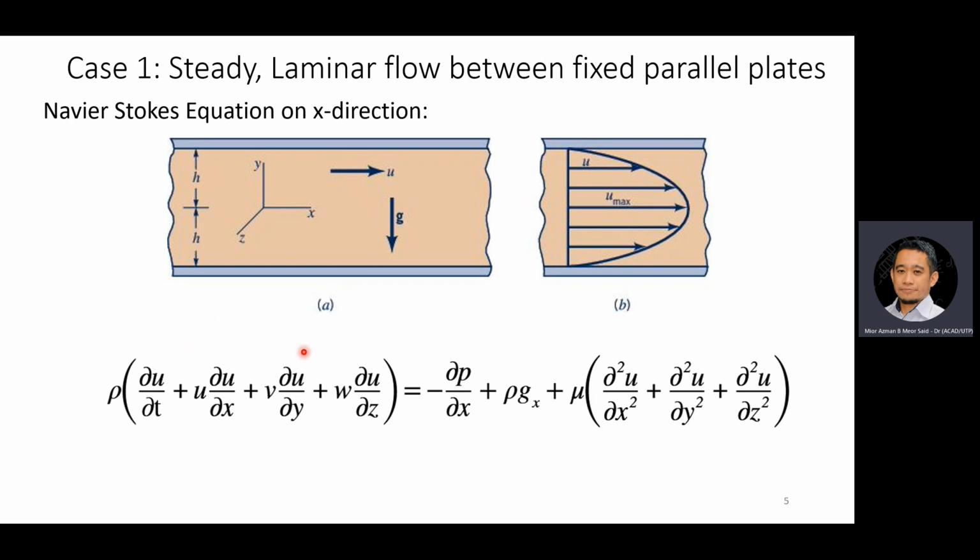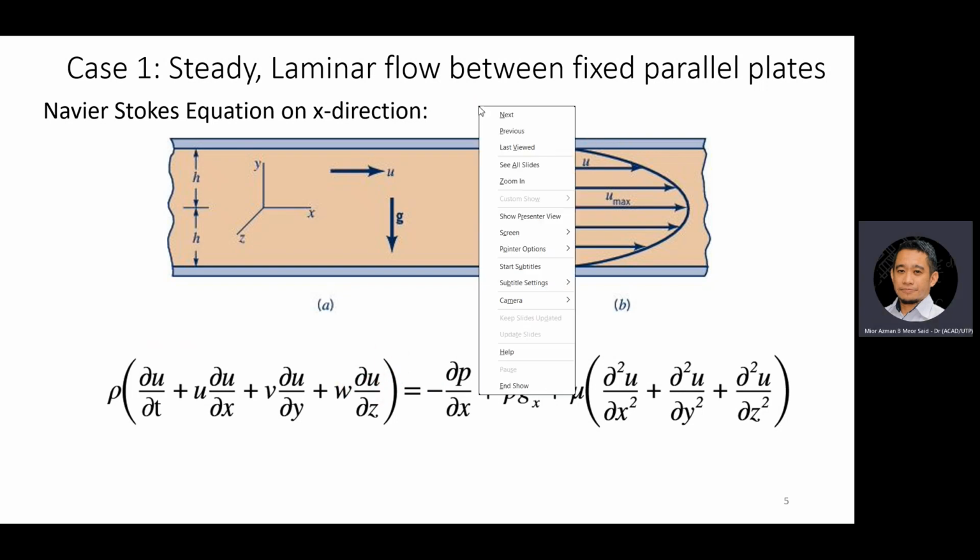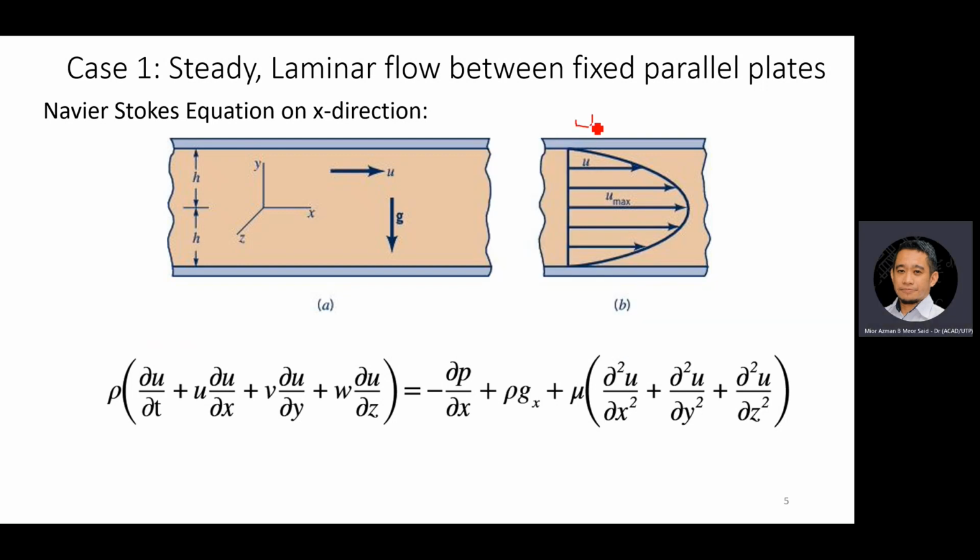Okay, so here's the Navier-Stokes equation. Now we're going to apply the boundary conditions within this control volume, and the conditions of steady and laminar flow. We can apply those to simplify this Navier-Stokes equation, and in the end we can solve for the expression of u, the velocity, which is what we want.